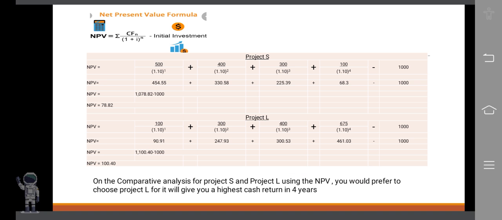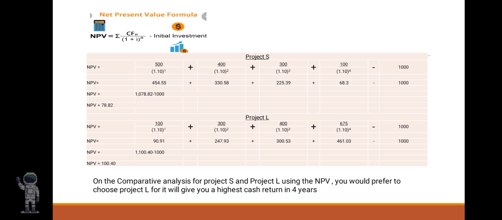In project S, if you notice, the present value of the 500 that came in year 1 is 454. The present value of year 2 is 330. The present value of 300 is 225. And the present value of 100 in year 4 is 68.3.